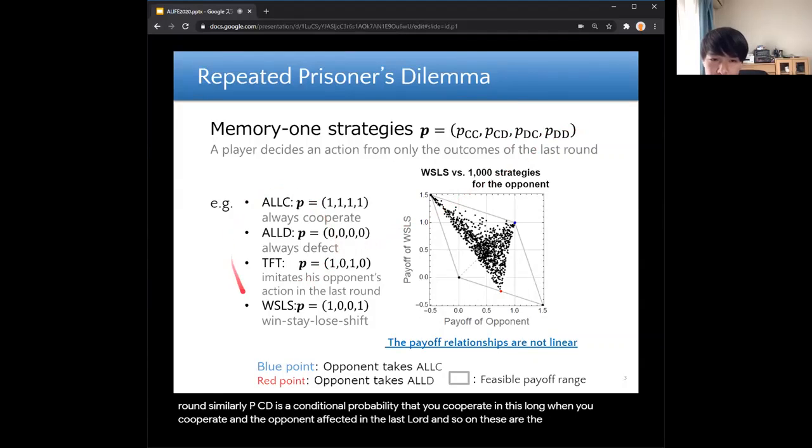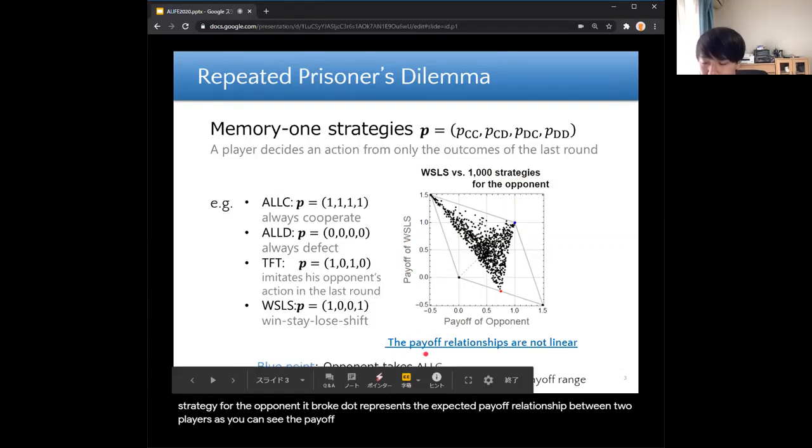These are the example strategies. In this figure, we fix WSLS strategy for you and randomly generated 1000 strategies for the opponent. Each black dot represents the expected payoff relationship between two players. As you can see, the payoff relationships are not linear.